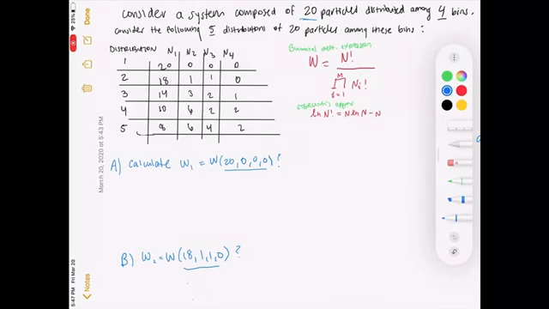A binomial coefficient expression is useful because it gives us the number of microstates for a number of particles n distributed according to a particular arrangement. So for part A, calculate the microstates given this set of arrangements.